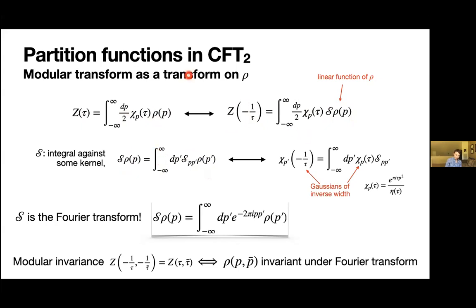And if you plug this in and strip off the characters and so forth, you learn that this kernel should be something that relates the characters to the modular transformed characters. And the characters, as we said before, are Gaussians in P. And when tau goes to -1/tau, you're taking a Gaussian to an inverse width Gaussian. And there's some integral transform that does that. And that's actually just the familiar Fourier transform. It turns out that a statement of modular invariance, that the partition function is invariant under tau goes to -1/tau, is equivalent to a statement that this rho is invariant under a Fourier transform in both P and P bar.